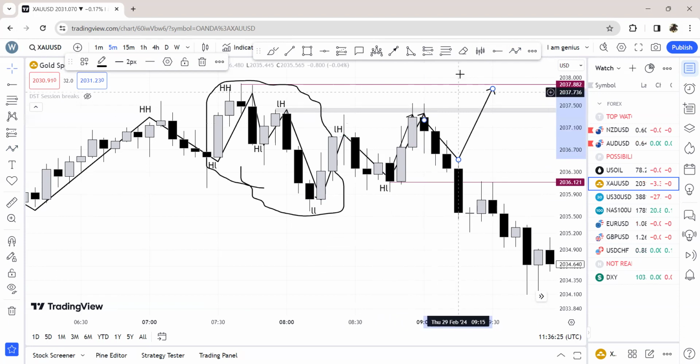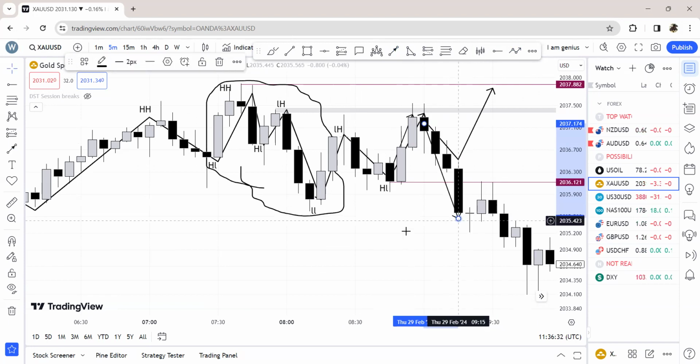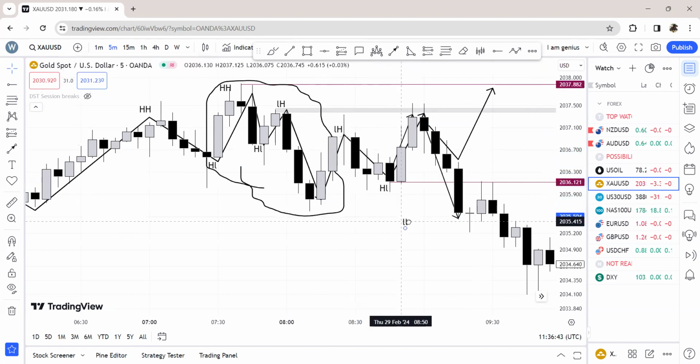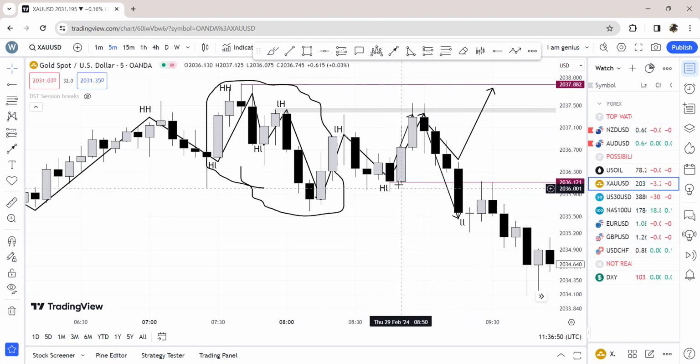But what does it do? It goes down below that level, forming what? I'll give you one second, pause the video and try to guess what it has formed. Yes, so if you said lower low, then you are right. It forms this lower low. You see, so that's a shift in market structure. And then this level here where I've put this line, let me just use this.